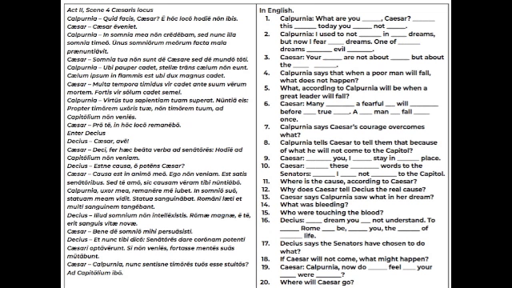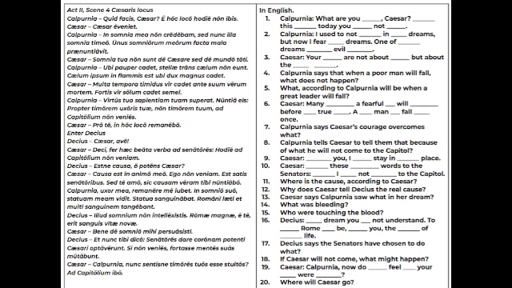"Virtus tua sapientiam tuam superat, nuntia eis, propter timorem uxoris tuae, non timorem tuum, ad Capitolium non venies." So she says, virtus tua sapientiam tuam superat. Your courage is overcoming your wisdom. Your courage, virtus tua, sapientiam tuam, your wisdom, superat, overcomes. So your courage is overcoming your wisdom.